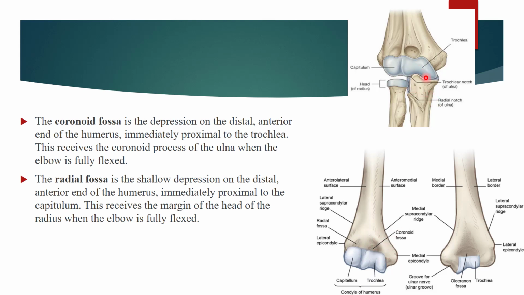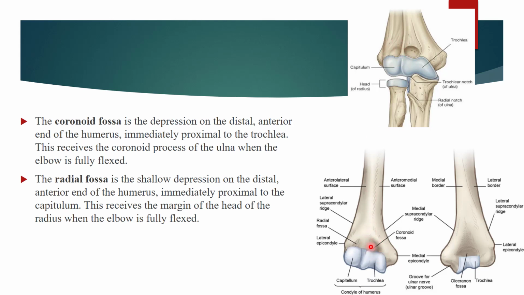See here, this is the trochlea of the humerus and this is the trochlear notch of the ulna. Above the trochlea there is the coronoid fossa, which will articulate with the coronoid process of the ulna. The coronoid process of the ulna will come here to be attached when the elbow is fully flexed.